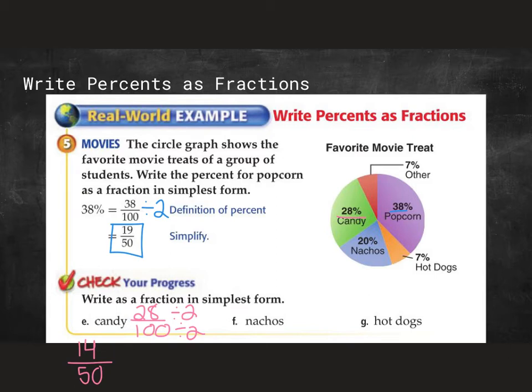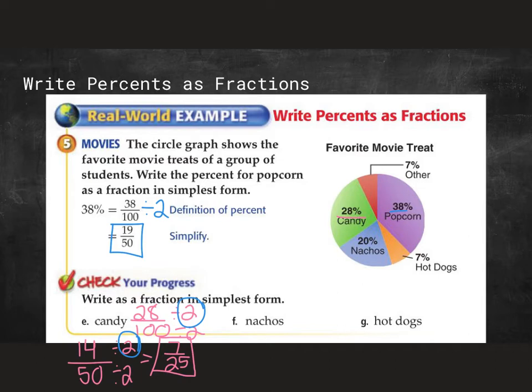14 over 50, I still think that can be simplified further. So I'm going to simplify it by another 2, and I end up with 7 over 25. That cannot be simplified anymore. So 28% of students whose favorite treat is candy is the same as 7 over 25. I simplified by 2 twice, but I could have multiplied them together and simplified by 4 from the beginning. Either way works.